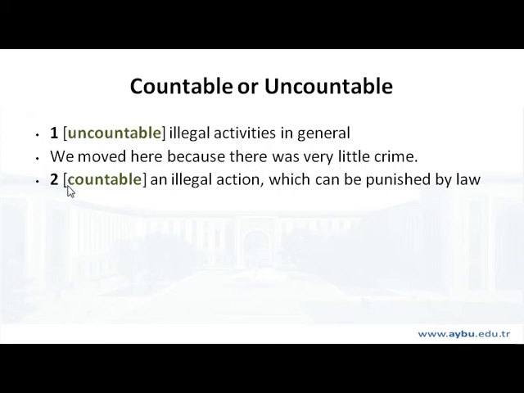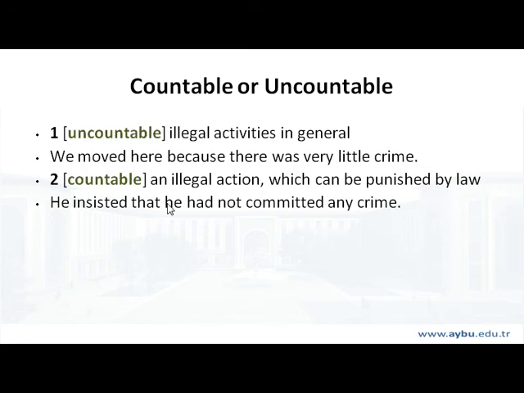But the second meaning is countable: an illegal action which can be punished by law. "He insisted that he hadn't committed any crime." So here, crime is countable.